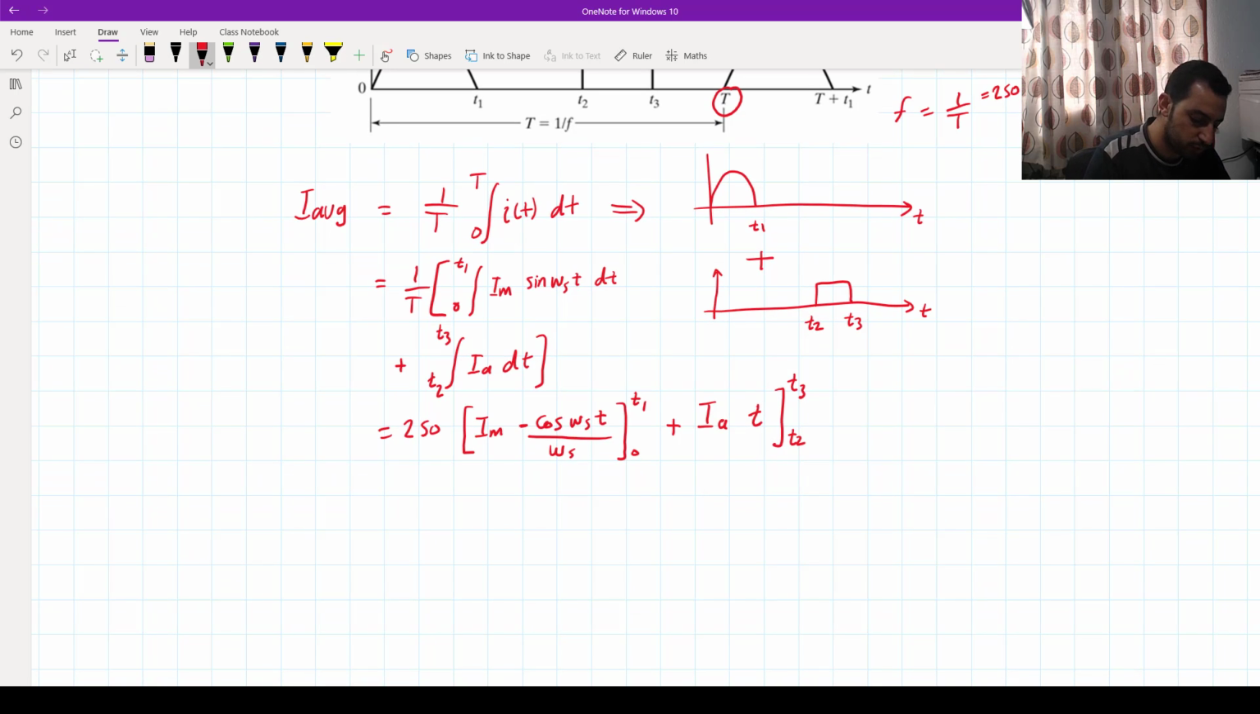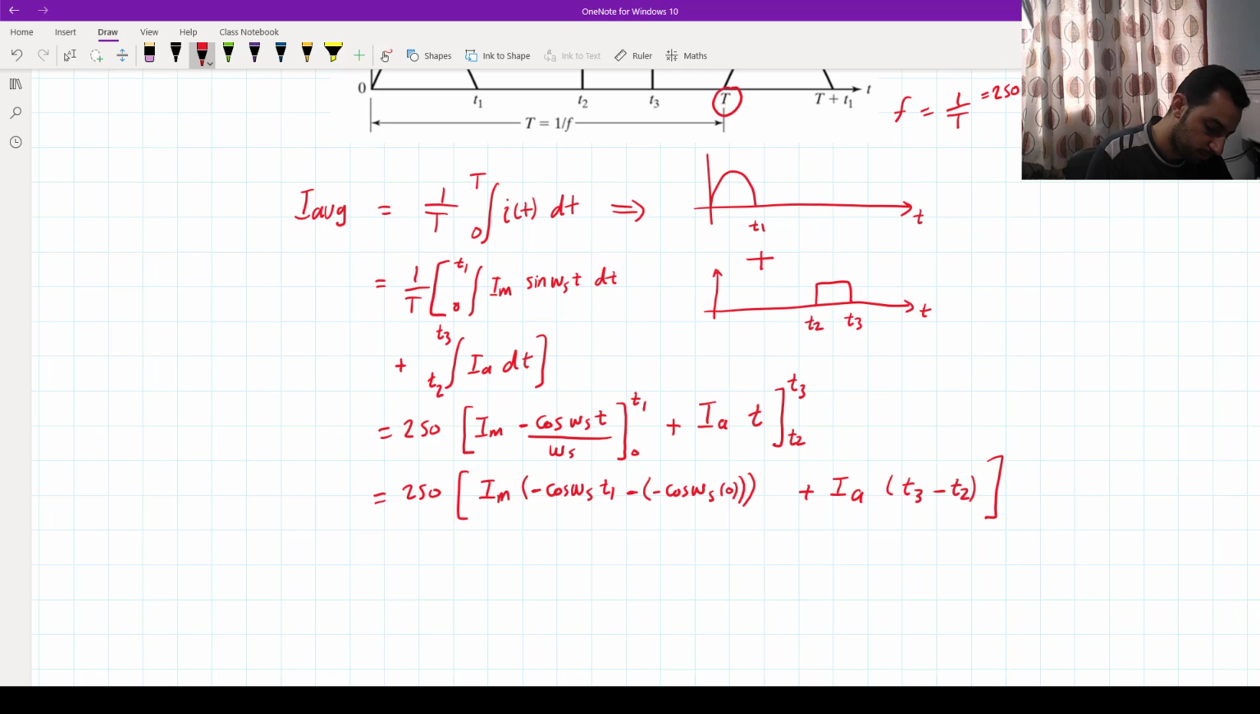All right, so we just have to substitute these values in the value of t, which is 250 times I max times minus cosine omega s t1, minus cosine omega s 0, plus IA times t3 minus t2, and that will equal 250 I max, and we have here omega s. Now, I think you will agree with me that cosine 0 is 1. No doubt about this.